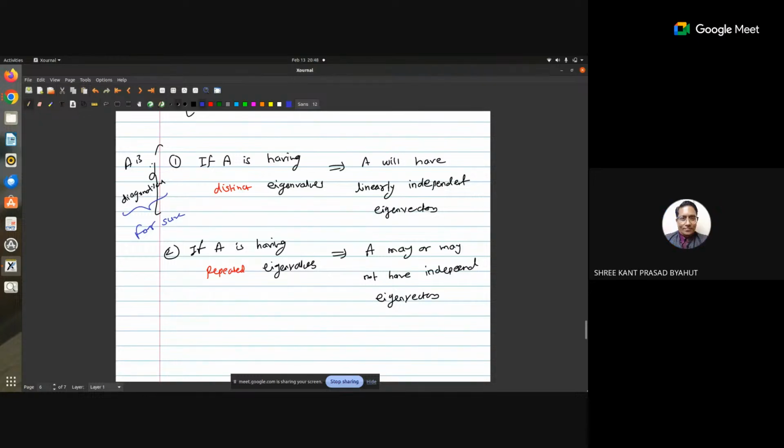Yes, the same thing we can say. If a Hermitian matrix has distinct eigenvalues, then the eigenvectors will be linearly independent, so it is diagonalizable. That is correct. Okay, so just keep that one thing in mind.